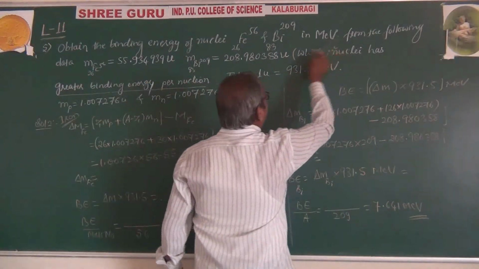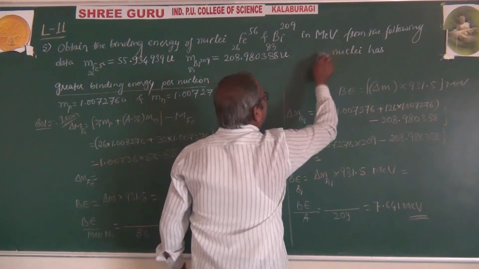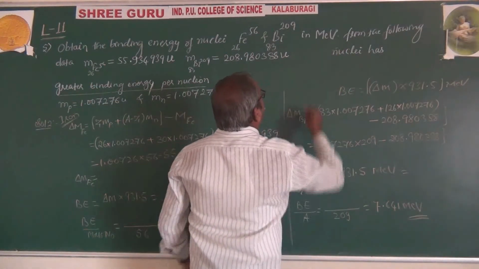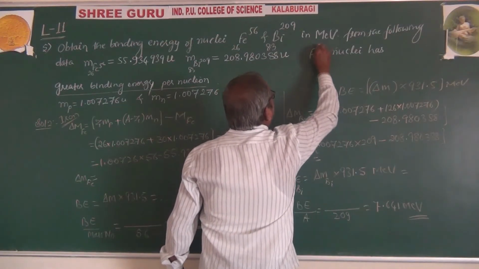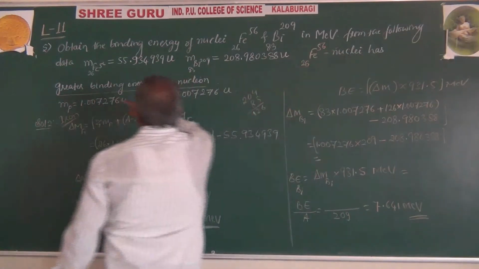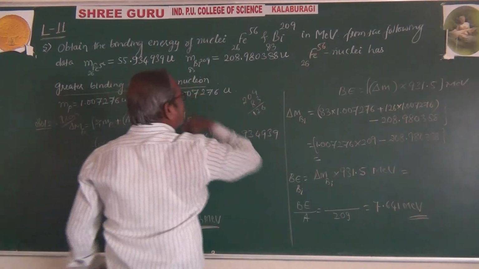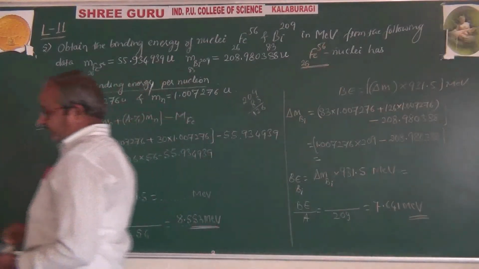What is your answer? Iron, Fe 56, nuclei has greater binding energy per nucleon. This is your answer. Is it clear?